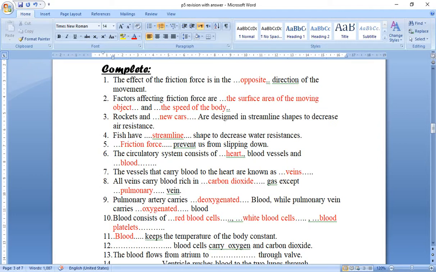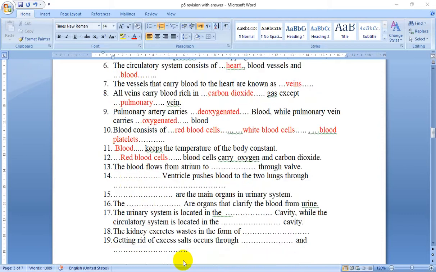Okay, so red blood cells carry oxygen and carbon dioxide. So red blood cells carry oxygen and carbon dioxide gases.